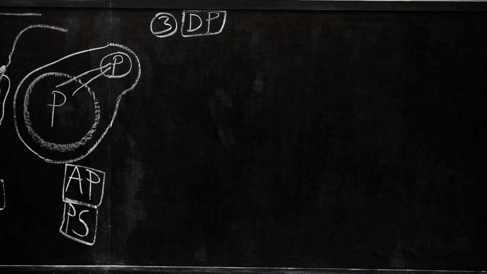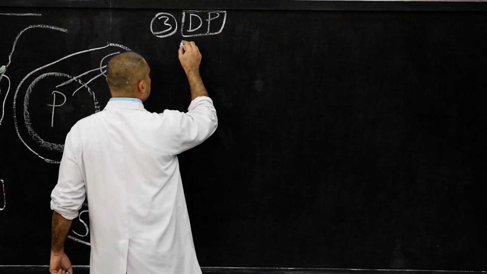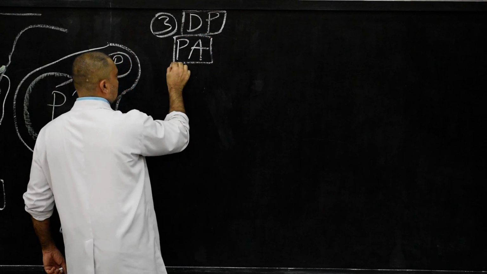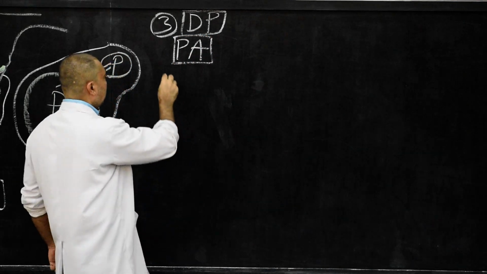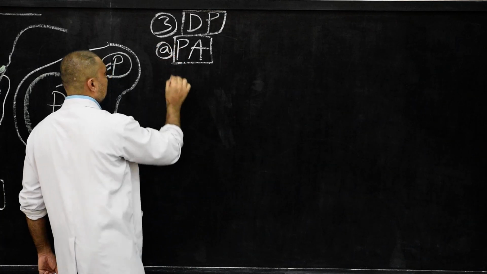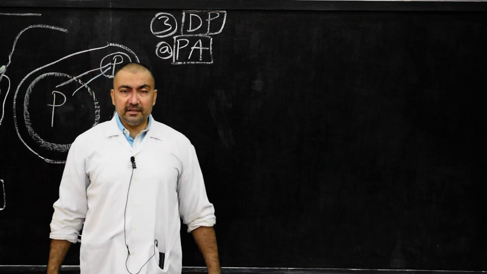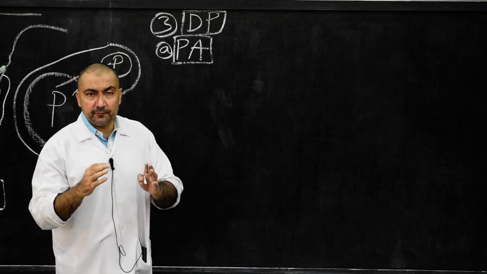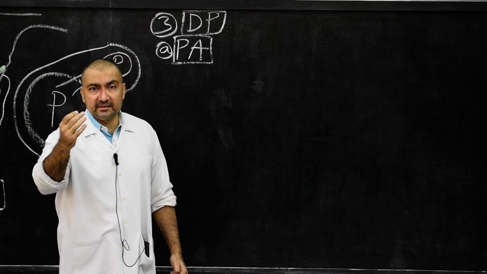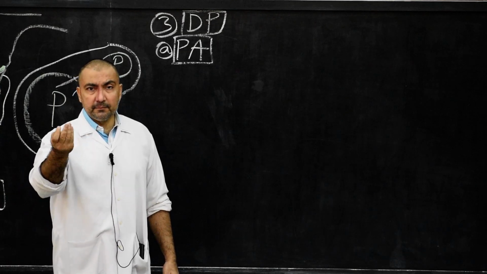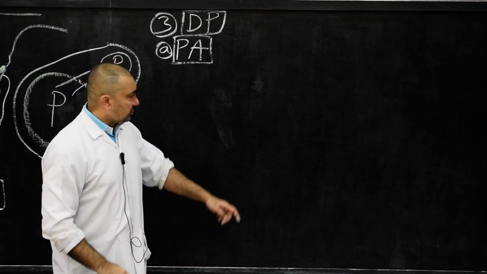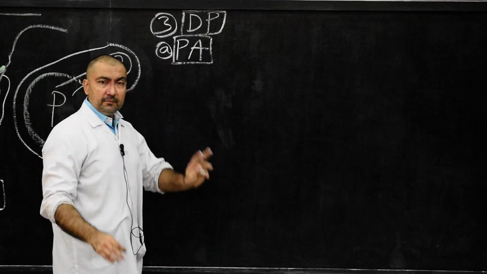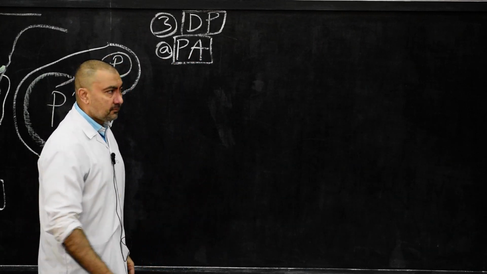The first will be placenta accreta. Please note down, placenta accreta, A-C-C-R-E-T-A. This is the first one. What is placenta accreta? Very simple. It is pathological attachment of placenta to the decidua basalis of the maternal endometrium. So pathological attachment of placenta to the decidua basalis will be placenta accreta.